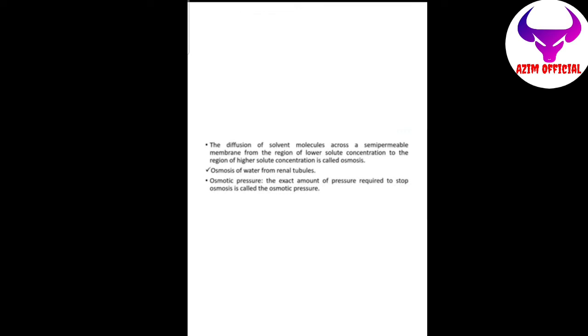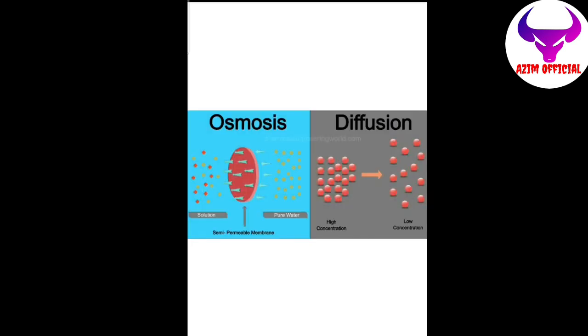So, osmotic pressure. What is osmotic pressure? You may be asked in the viva. The exact amount of pressure required to stop the osmosis is called the osmotic pressure. When you need to stop the osmosis, the pressure plays that role, so it is osmotic pressure.